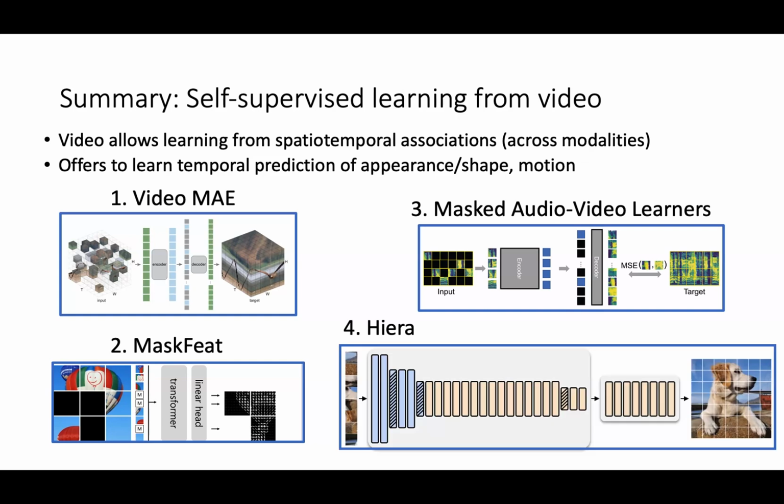And finally, I presented this Hiera model, which is a new transformer that's also trained with masked autoencoders, which is quite simple and very fast compared to other works out there.